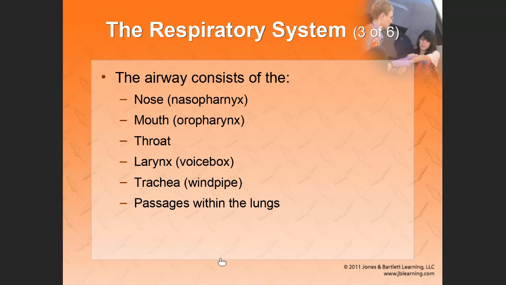Now, the larynx is a very important landmark. Anything that is above the larynx is referred to as upper airway structures. Anything that is below the larynx is referred to as lower airway structures. So below the larynx, you have the trachea, which is the windpipe, and then you have the passageway that leads to the lungs.